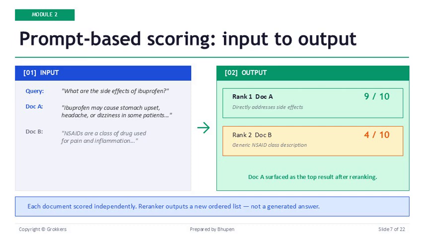This is the magic of LLM re-ranking. It understands intent, not just similarity. Each document is scored independently, and the re-ranker spits out a new ordered list. It's not generating an answer. It's just putting the best evidence first. But this power comes at a price. How does it stack up against the alternatives?